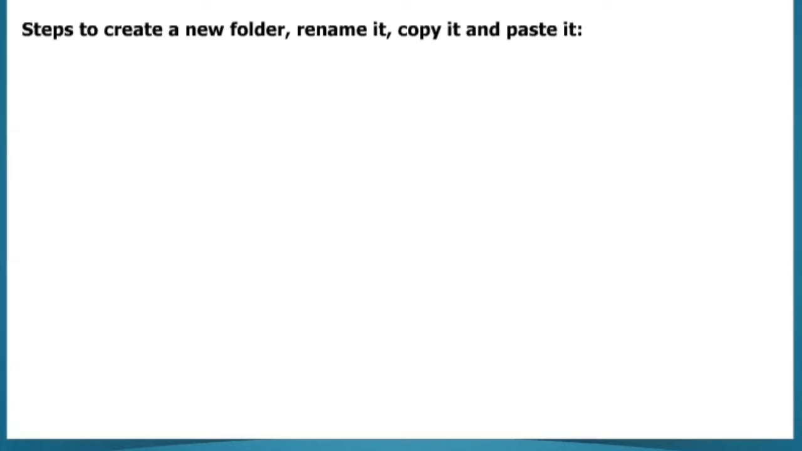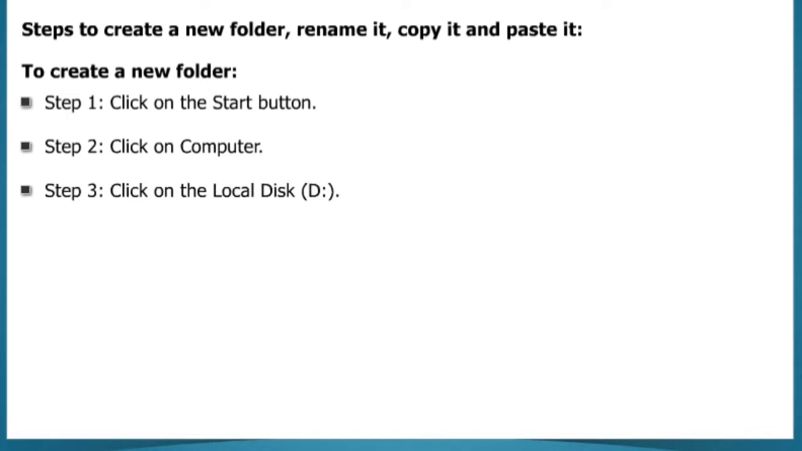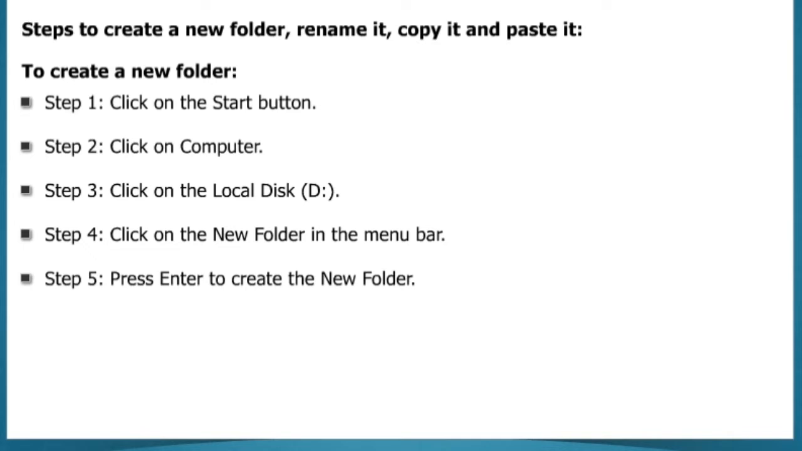To summarize, let's see the steps below to create a new folder, rename it, copy it, and paste it. To create a new folder, Step 1. Click on the Start button. Step 2. Click on Computer. Step 3. Click on Local Disk D. Step 4. Click on New folder in the menu bar. Step 5. Press Enter to create the new folder.